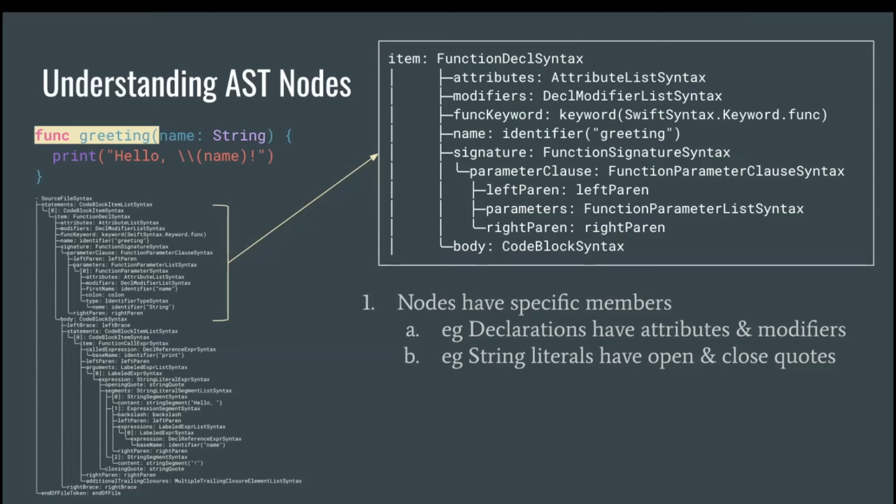And here the function's name is greeting. So we have that there's the name. And then the function signature which has a parameter clause, and it knows about its left and right parens, and then parameter list, which I've cut out of this pullout, and a body. So each type of node will have specific members depending upon what it is. Function declarations have the function signature, it's got a body. String literals know about their opening and close quotes, and for pretty much anything you can think of, there are specific members that you can use to work with those.